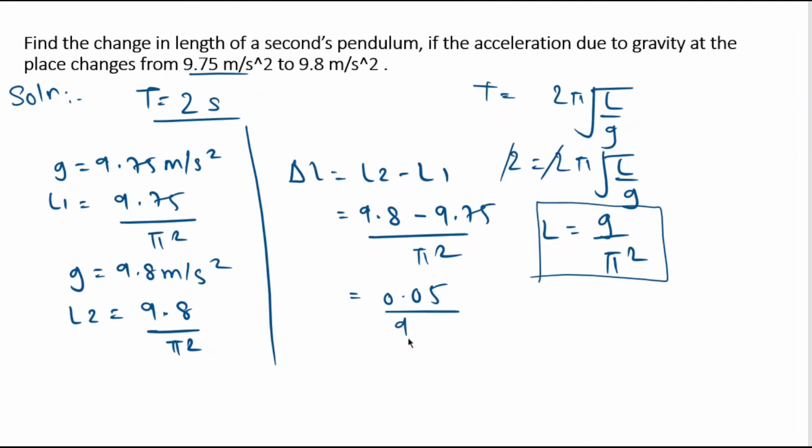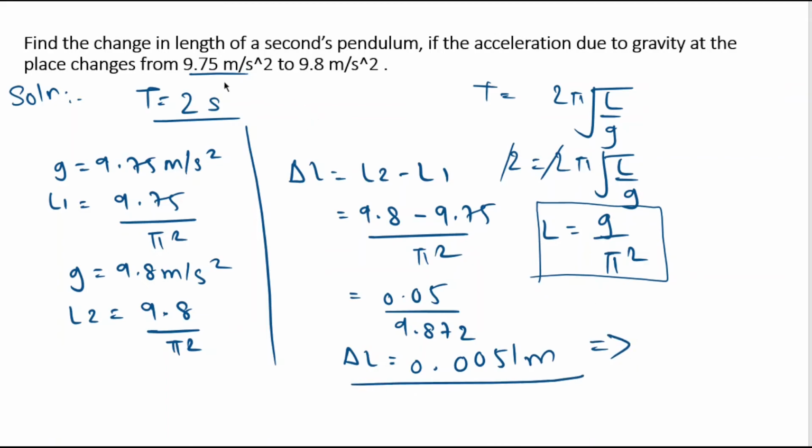Now pi square is 9.872, and dividing this we get the change in length equal to 0.0051 meter. This change is positive, which implies that as the gravitational acceleration increases from 9.75 to 9.8, the length also increases by 0.0051 meters. Let's look at the next sum.